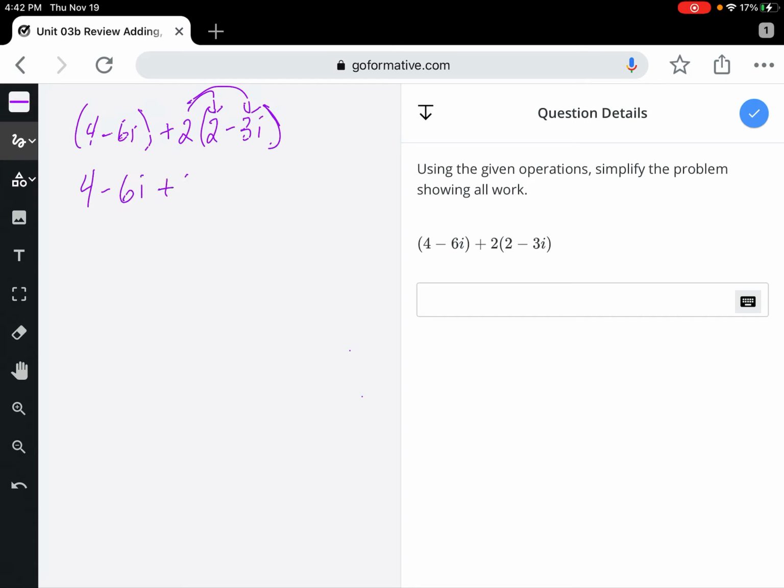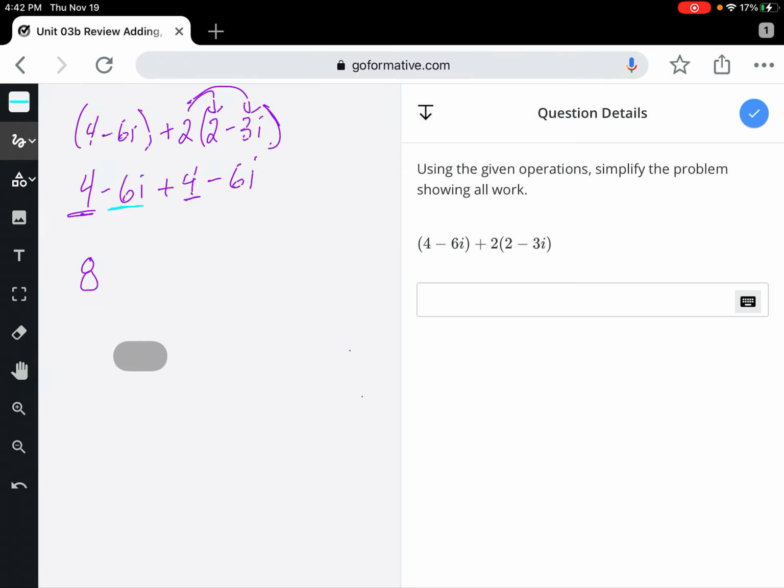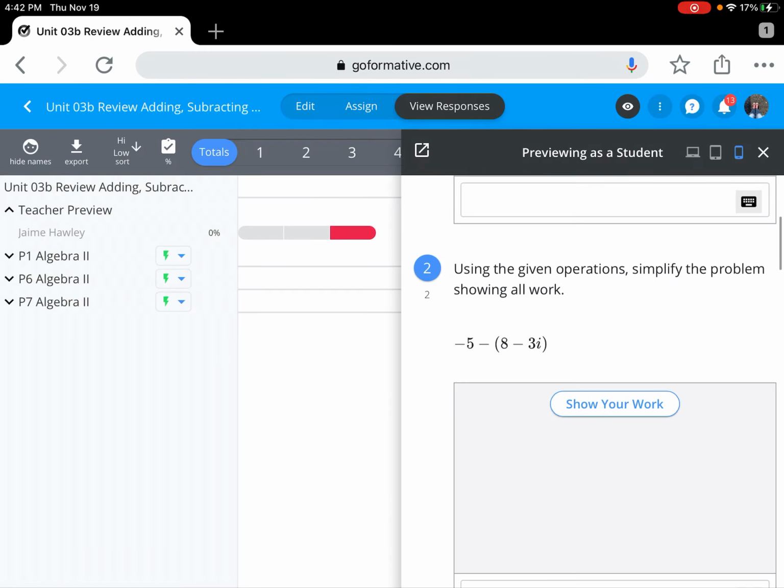So that's going to be 4 minus 6i plus 4 minus 6i. I combine my real numbers, so 4 plus 4 is 8. And then I also combine my imaginary parts, that's negative 6 minus 6, which is actually negative 12i. And that's my final answer.